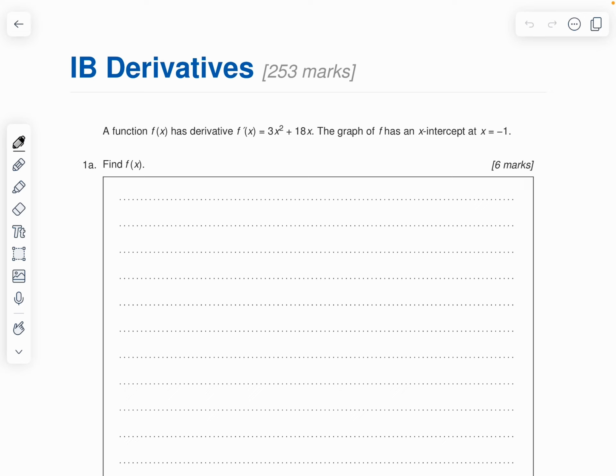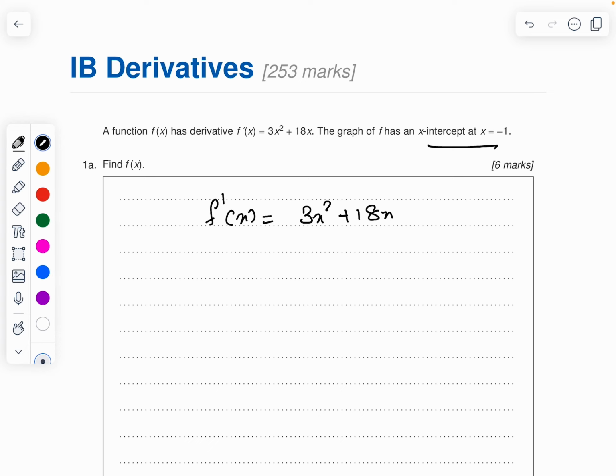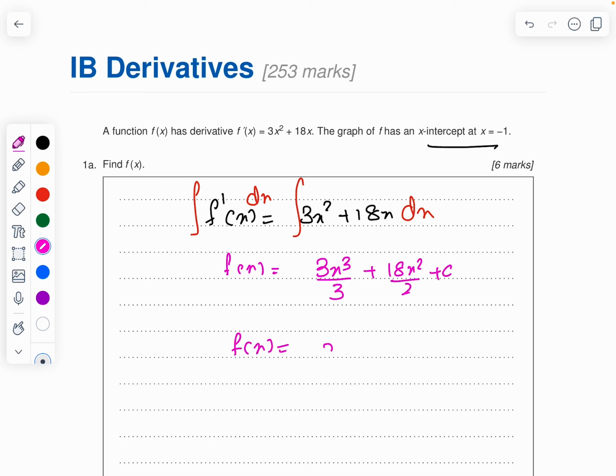So the first question is asking us to find a function that has a derivative f prime x given, and the graph of f has an x-intercept at x equals 1. Find f of x. So f prime x has been given: what is that? 3x square plus 18x. Now if I integrate that with respect to dx, then it becomes f of x. F of x equals 3x cube upon 3 plus 18x square upon 2 plus c. So what is f of x? F of x equals x cube plus 9x square plus c.